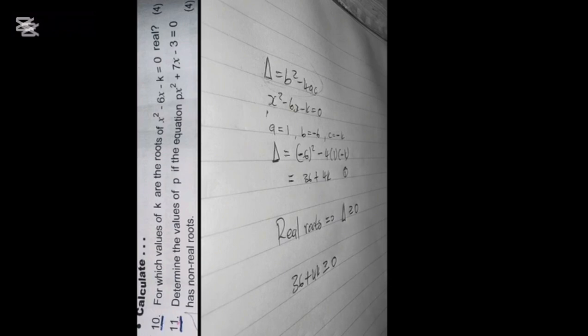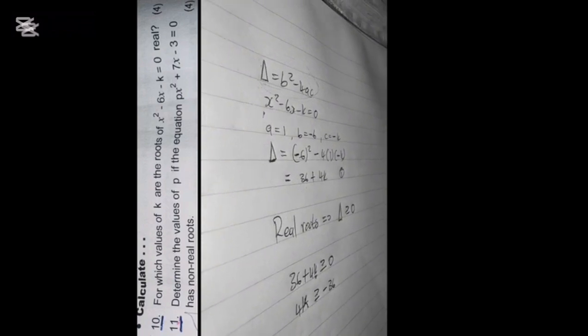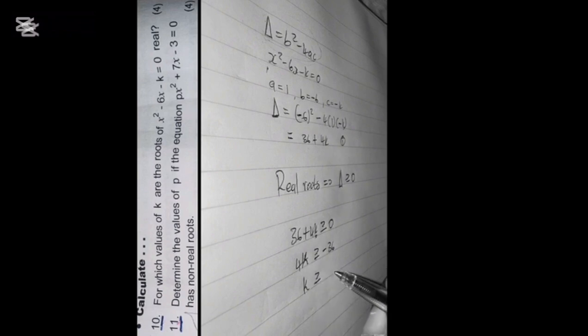And our third step is to solve for the unknown variable. In this case, our unknown variable is k. So now let's solve for k here. We are going to have 4k greater than or equal to negative 36. Then from there, we are going to divide both sides by 4. And we're going to be left with k is greater than or equal to negative 9. So this will be our final answer. I'm sure one can note that we have solved for k.